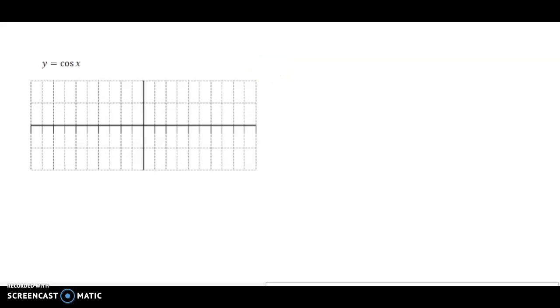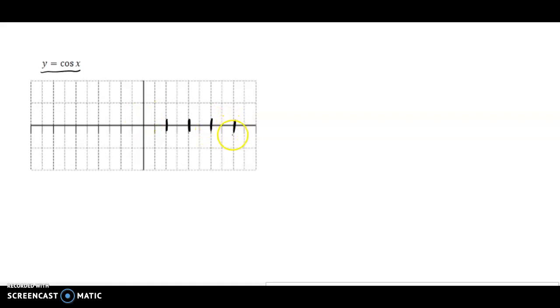Okay, we're going to start today just by looking at the graph of y equals cosine x. And just like with sine x, it's very important you memorize this graph. We can use the unit circle to come up with some points, but the first thing we'll do is get some tick marks on our graph, and we're going to break this up the same way we did sine.